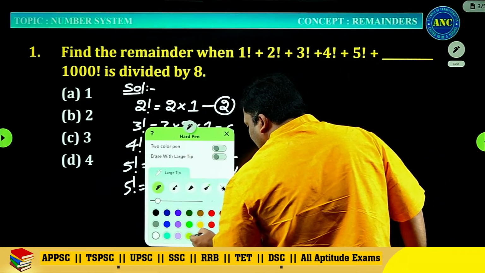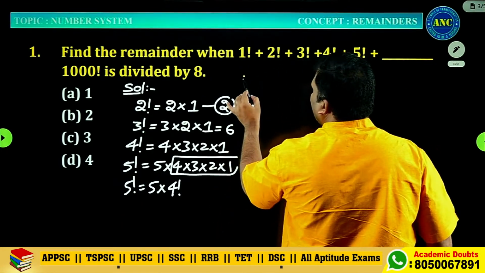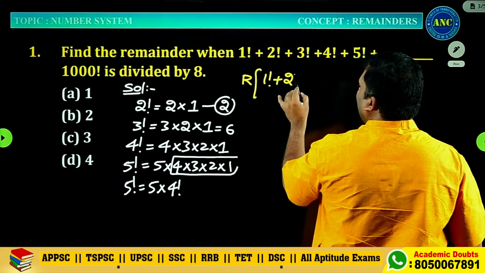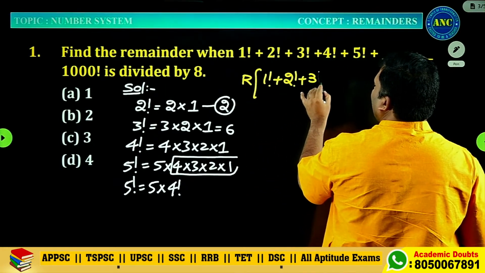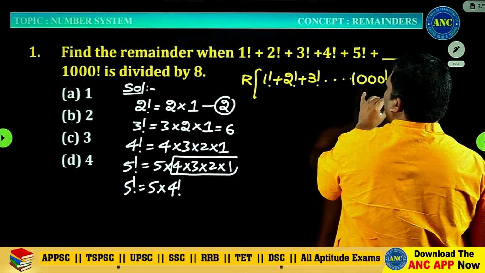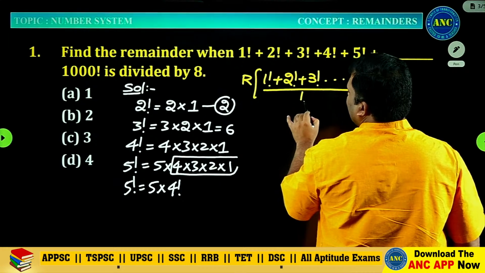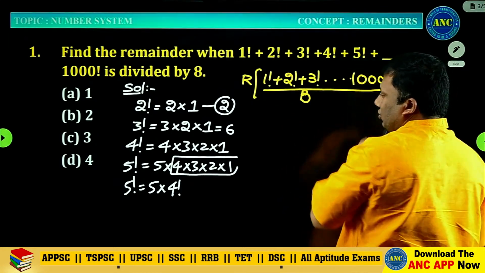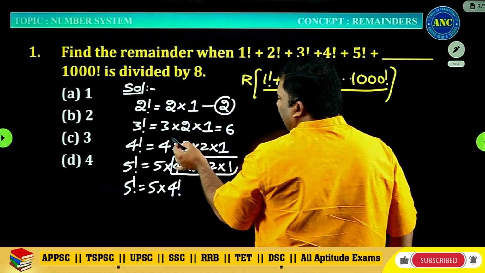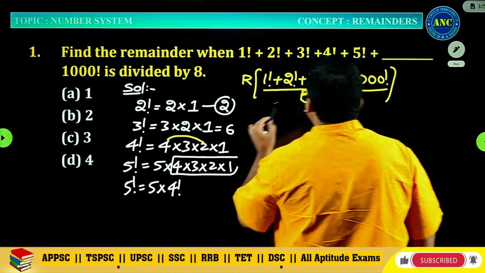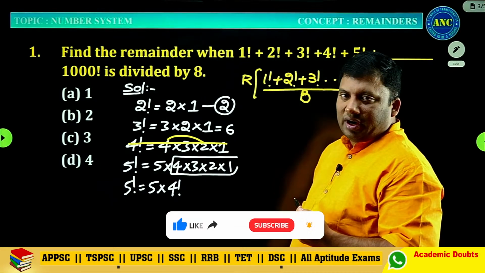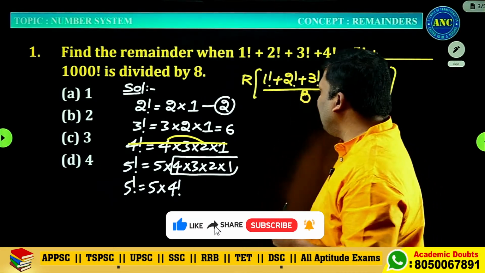Listen carefully, the question is about 1 factorial plus 2 factorial plus 3 factorial and so on up to 1000 factorial, divided by 8. 4 factorial is 4 into 2, which is 8. So 4 factorial is divisible by 8.